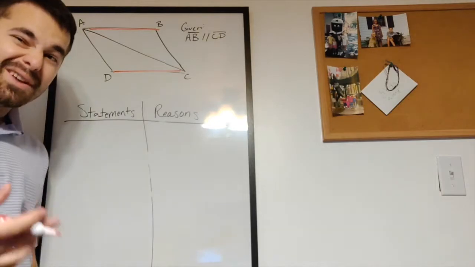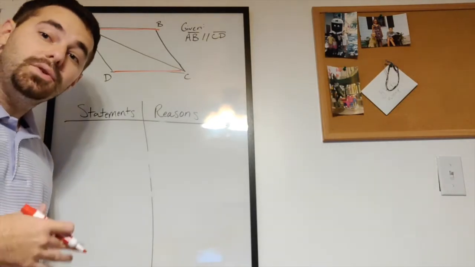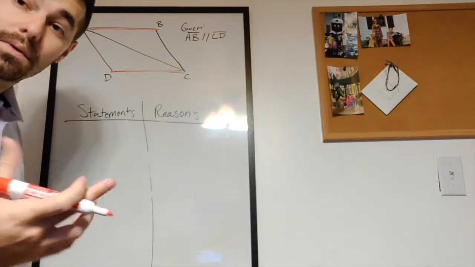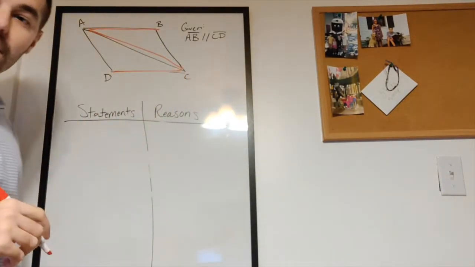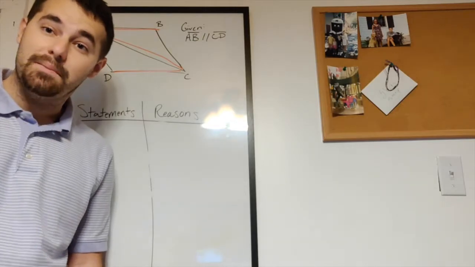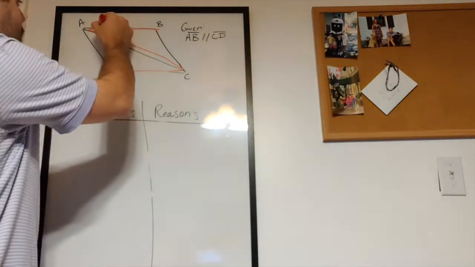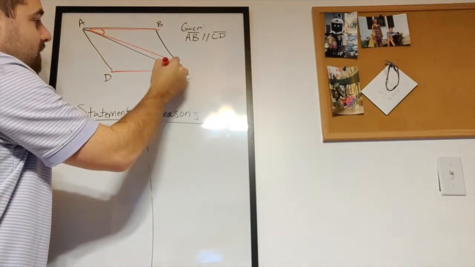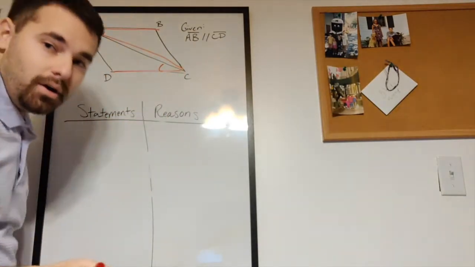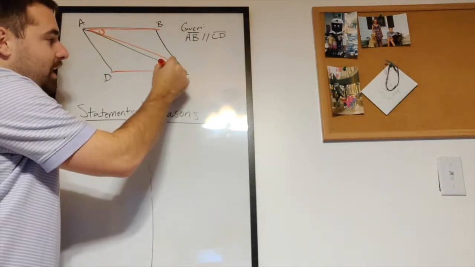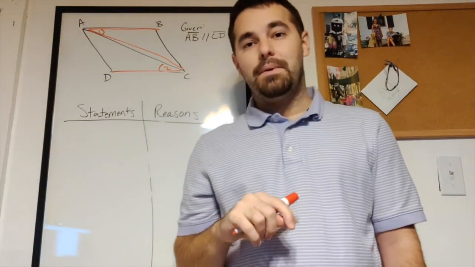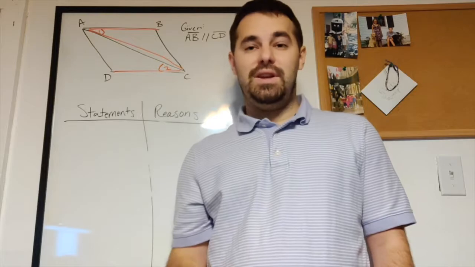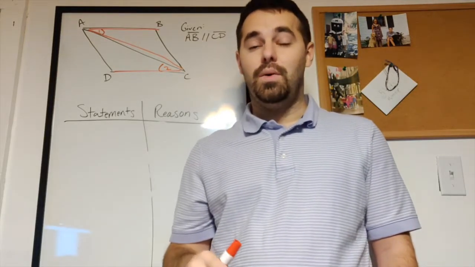Oftentimes in a proof, if you're given parallel lines, there's actually a line connecting the two. So highlight that line too. And would you look at that? There's a Z in my shape. We have an angle at A, which I call number 1, and an angle at C, which I'm going to call number 2. Now, if you remember your vocab correctly, these are alternate interior angles, which are always congruent.